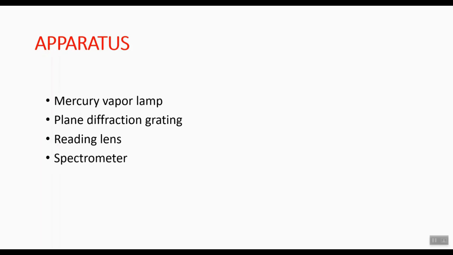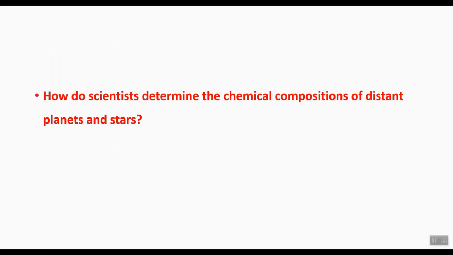The apparatus used in this experiment include mercury vapor lamp, plane diffraction grating, reading lens, spectrometer. Before going deep into the experiment, let me ask you one question. How do scientists determine the chemical compositions of distant planets and stars?